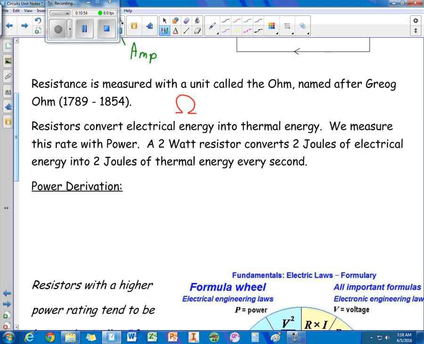Now, the purpose of a resistor is that it will convert electrical energy into thermal energy. So if you were to touch a resistor after it's been used for a while, you'd have to be careful. It might burn your hand because they do tend to get warm. Now, the rate, because we're converting one form of energy to another, well, that's power. So a 2-watt resistor will convert 2 joules of electrical energy into 2 joules of thermal energy every second.